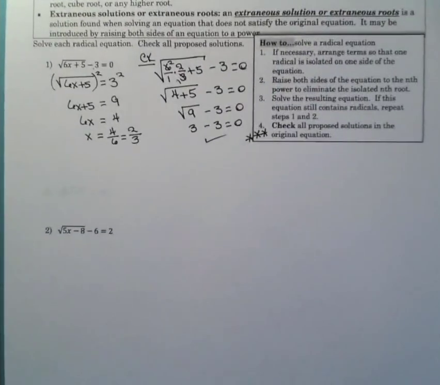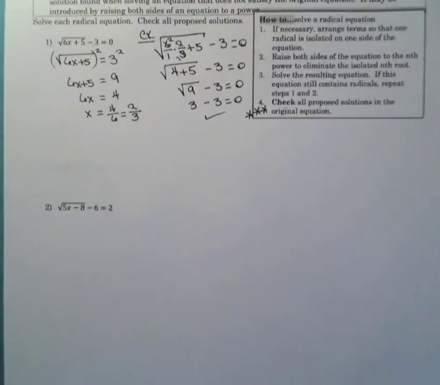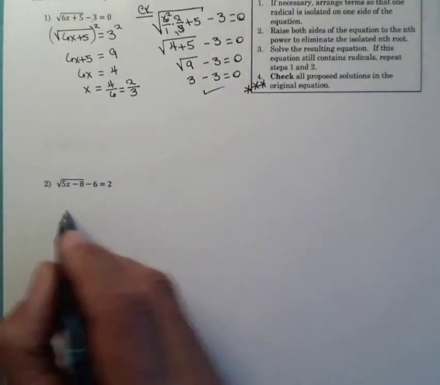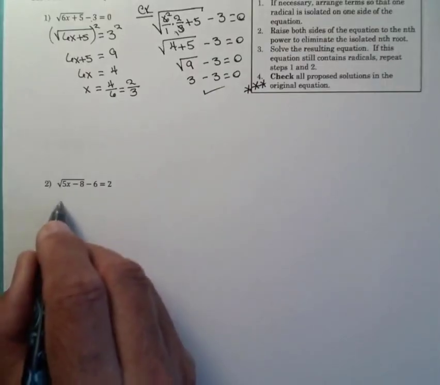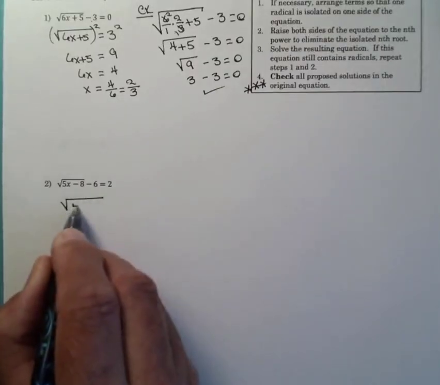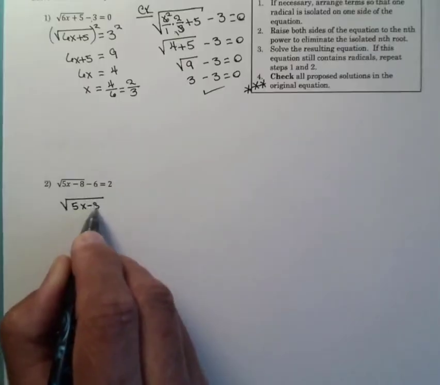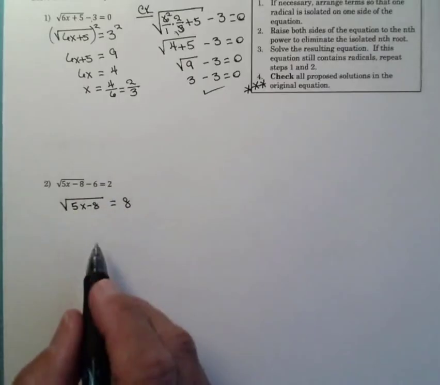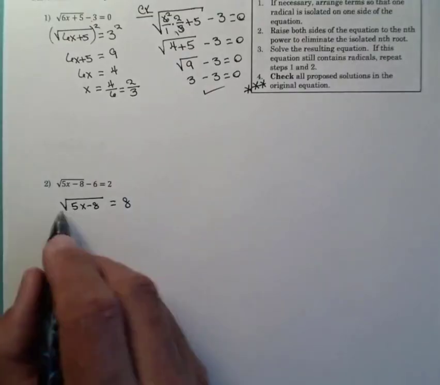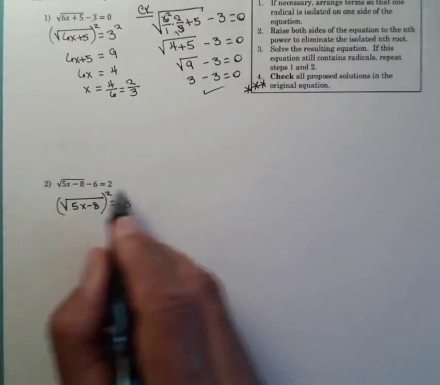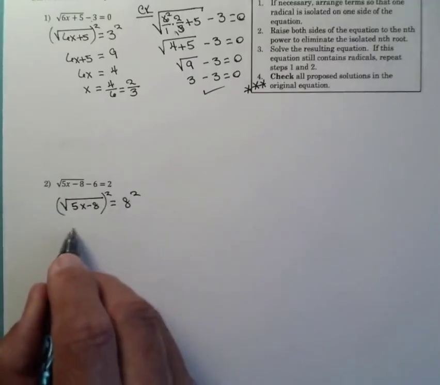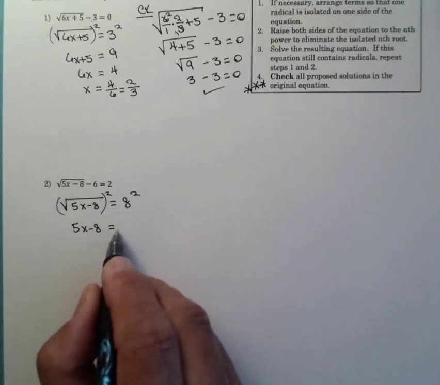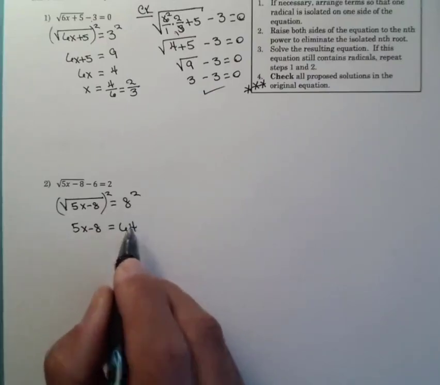Let's do another one. This one is sort of the same thing. I'm going to get rid of this -6 by adding 6 to both sides. So I'll come down here and I'll say I've got square root of 5x minus 8. And that's equal to 2 plus 6, right, which is 8. And I'm going to square both sides. I'll go ahead and write it down so I can remember what I'm doing. Squaring both sides. I've got 5x minus 8, and it's equal to 64, isn't it?